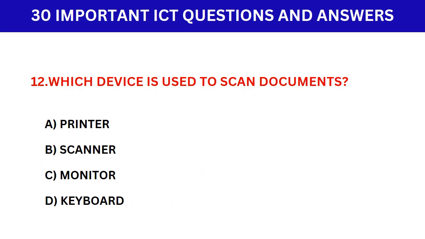Question number 12. Which device is used to scan documents? Option A, printer. Option B, scanner. Option C, monitor. Option D, keyboard. The right answer is option B, scanner. A scanner is used to convert paper documents into digital form.